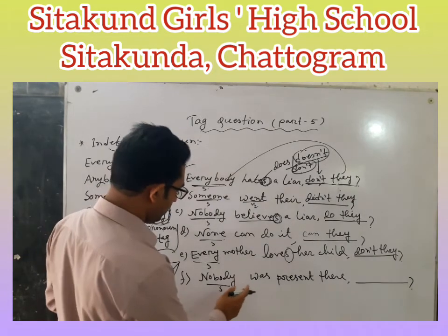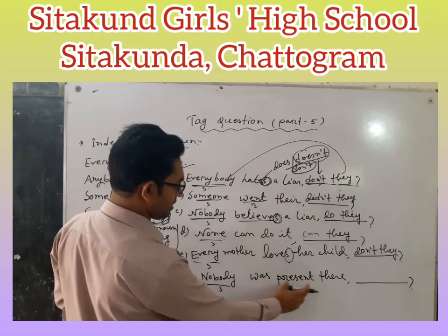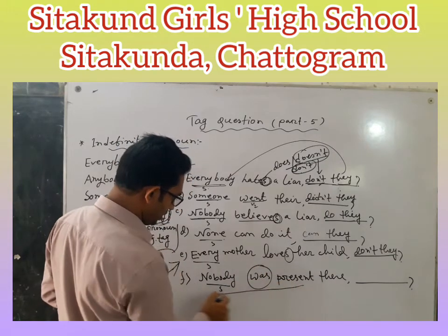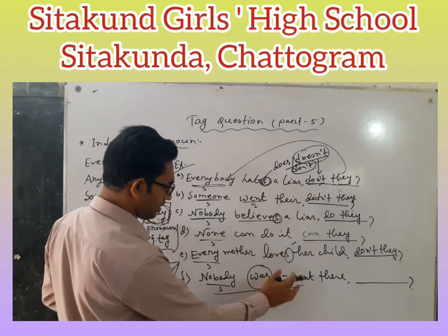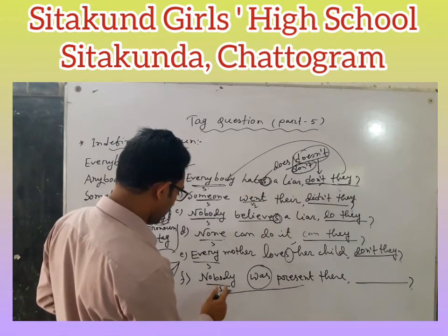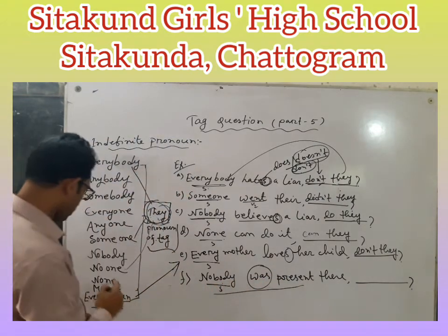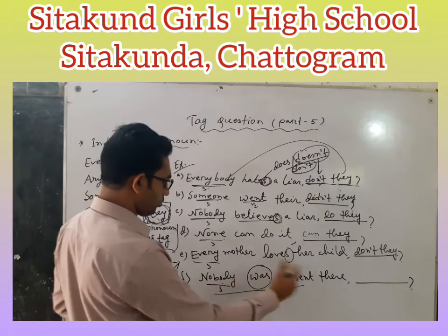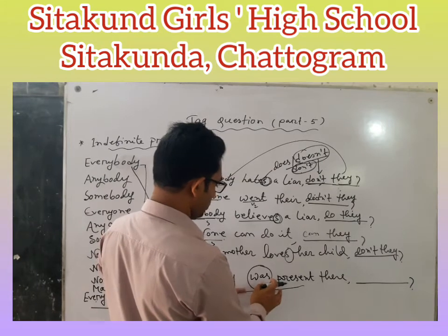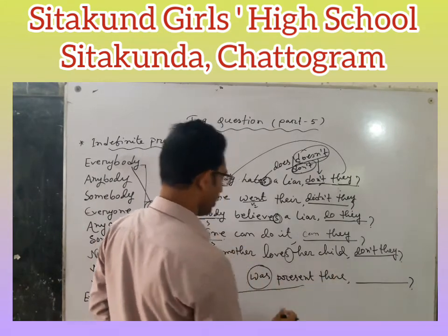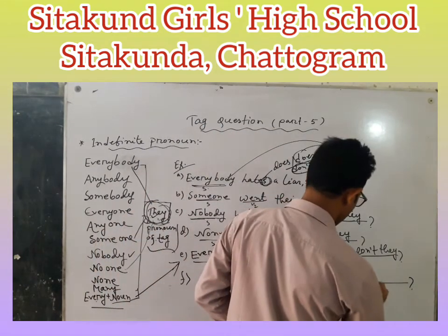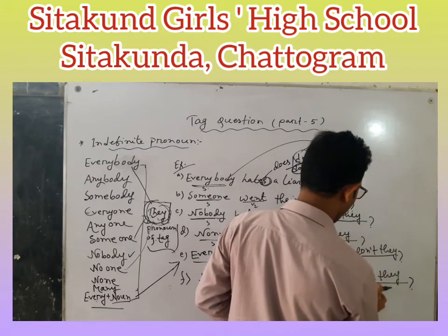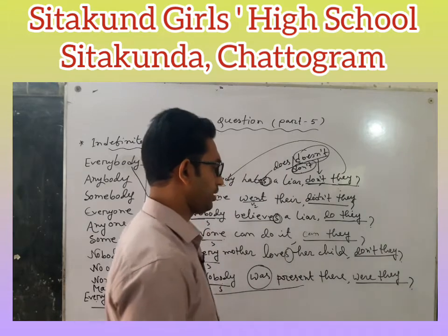Very interestingly, you are looking at "Nobody was present there." But here a singular verb, was, is used. But this statement is negative. Nobody is a negative word. For nobody, you have to write they, and for was you cannot write was. You have to write were. Were is a plural verb. Were they, because they is plural and were is plural. So subject and verb agreement is correct.